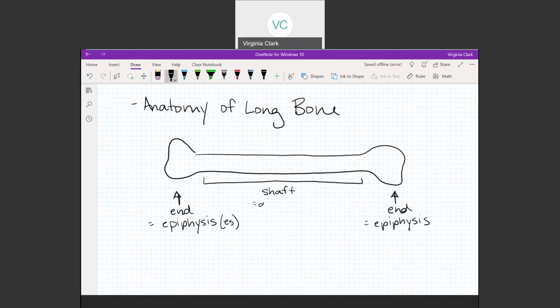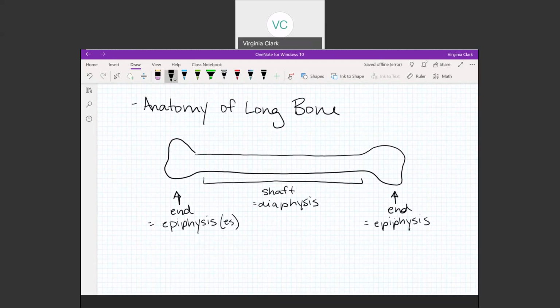Essentially every long bone is going to have two endings and one middle section that qualifies as the shaft. So these are two terms that you're going to come across, the epiphyses and the diaphysis. We'll come across them a lot.